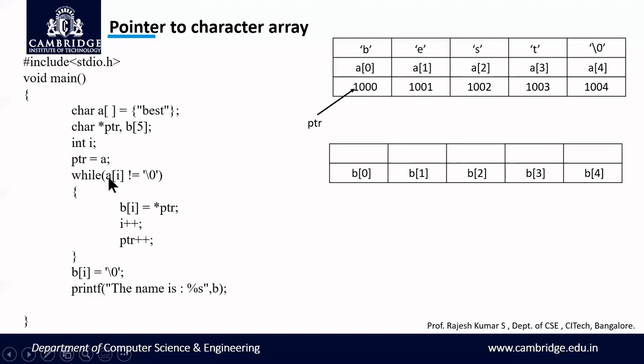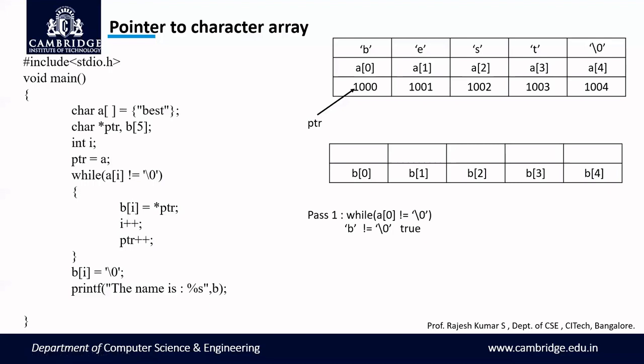Now, while A of I, initially when I value is 0, A of 0 not equal to null. What is A of 0? A of 0 is B. We know that. B is not equal to null, the condition is true. When the condition is true, we are entering into the inner while loop.